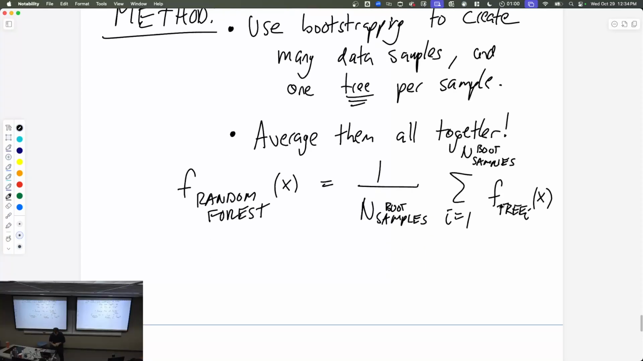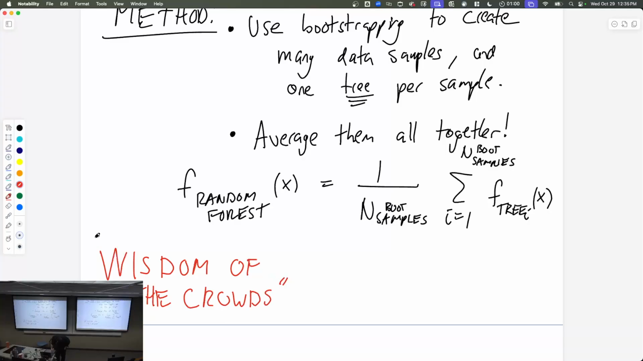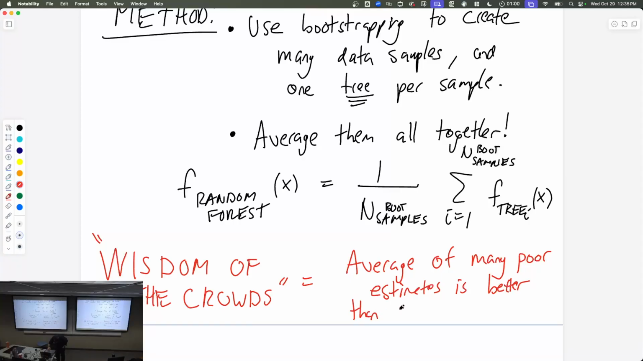So this is the so-called wisdom of the crowds. The idea is, even though every individual tree is sort of crappy, the average of all the trees can be quite good. The average of many poor estimates is better than the average of any individual one.